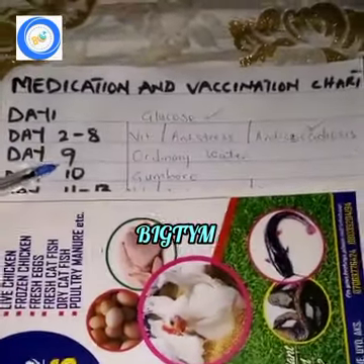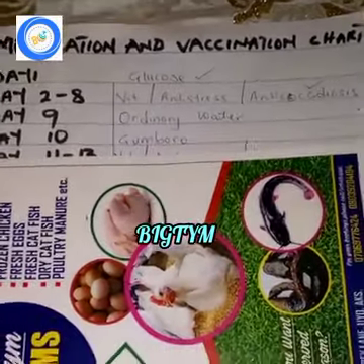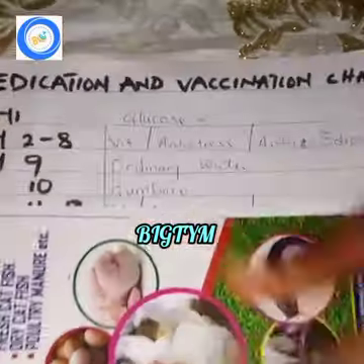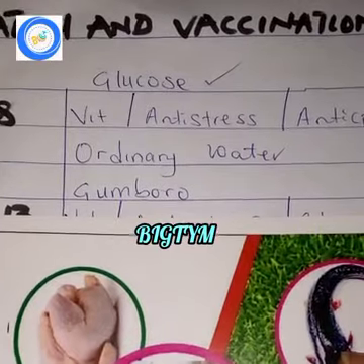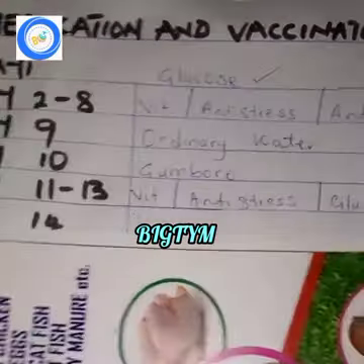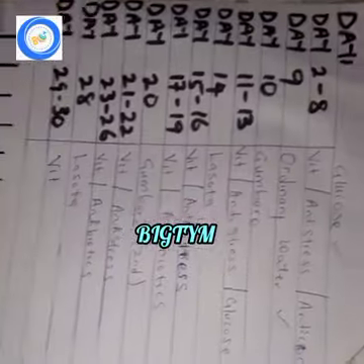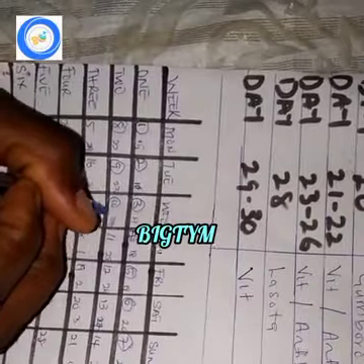So at day 9, I give them ordinary water in preparation for vaccine. So this is my vaccine, Komboro. At day 10, I give my birds Komboro. At day 9, I have given the ordinary water, I tick it. This is day 9, I'm done. Day 10, I give my birds Komboro, I tick it.